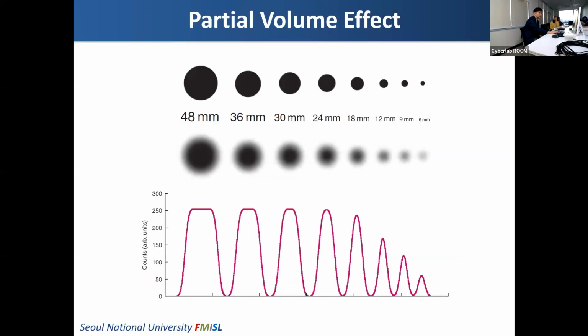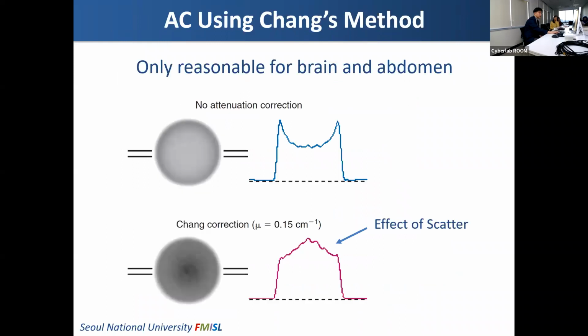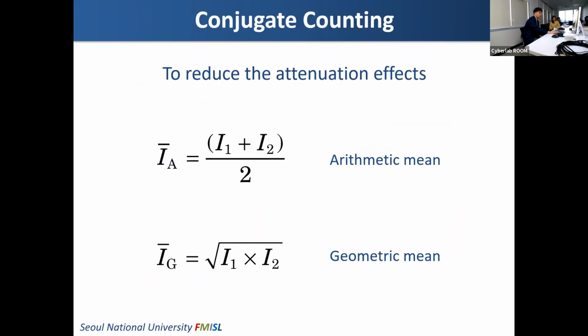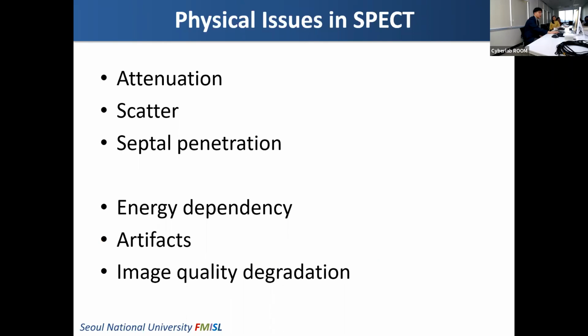In the later part, I told you what the physical issues are that we should consider in SPECT imaging, including attenuation, scatter, and the partial volume effect. I told you how we correct attenuation in brain SPECT, and what the methods are for scatter correction. So, any questions?